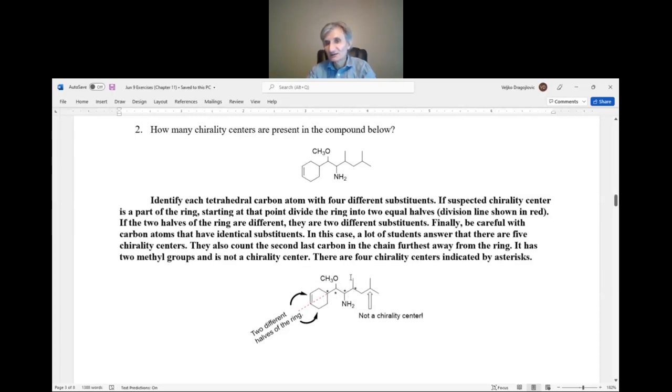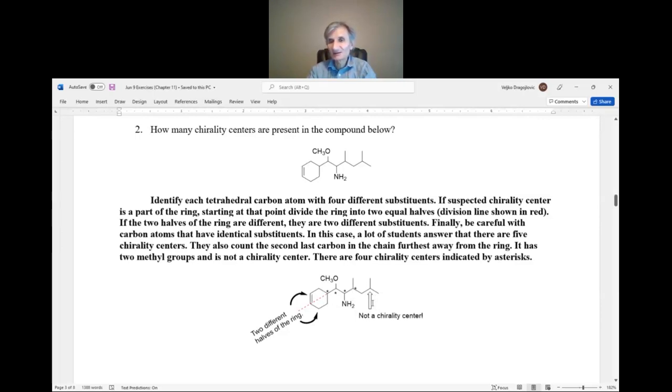Here, methyl. This one is a neopentyl group. No, it's not neopentyl. So 3, 4. This would actually be an isobutyl group. This is an isobutyl group. A neopentyl would have one more carbon. Isobutyl group, so methyl, isobutyl, hydrogen, and all this big group. So there are a total of 4 chirality centers.